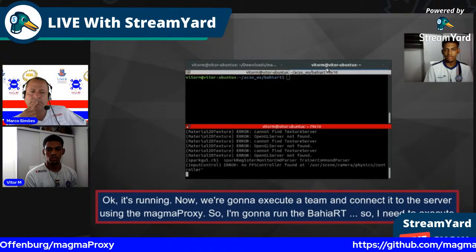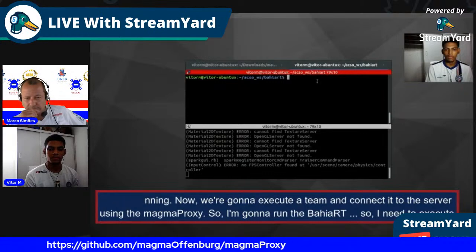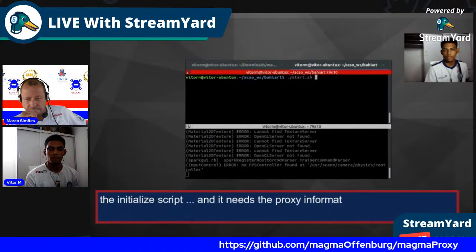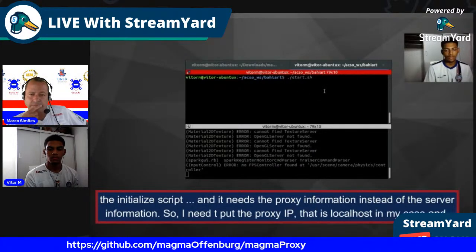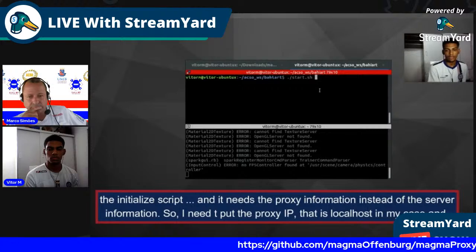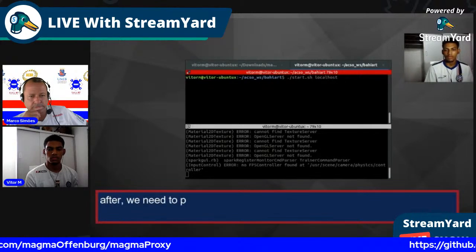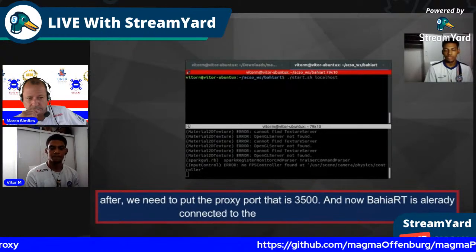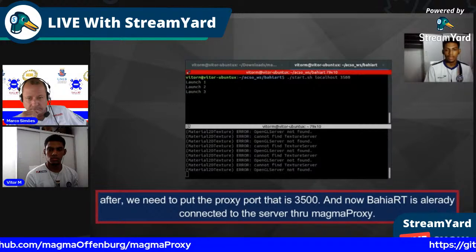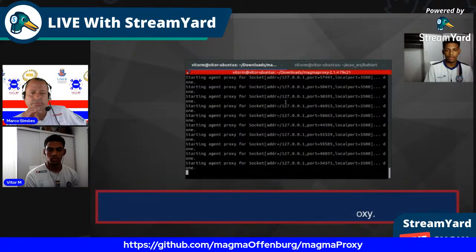Now we're going to execute a team and connect it to the server using the Magma proxy. So I'm going to run the BahiaRT. I need to execute the initialize script, and this needs the proxy information instead of the server information. So I need to put the proxy IP, that is localhost in my case, and after that we need to put the proxy port, that is 3500.